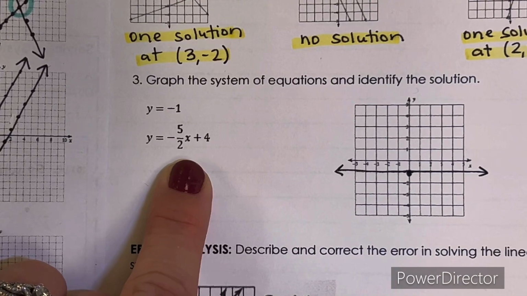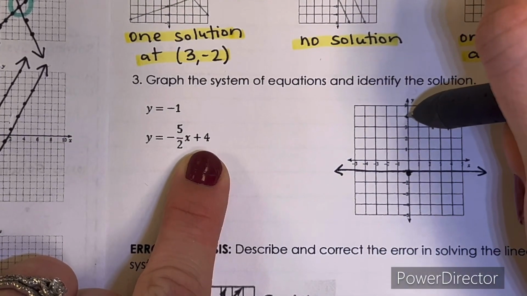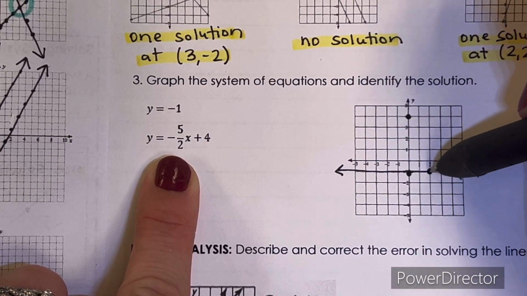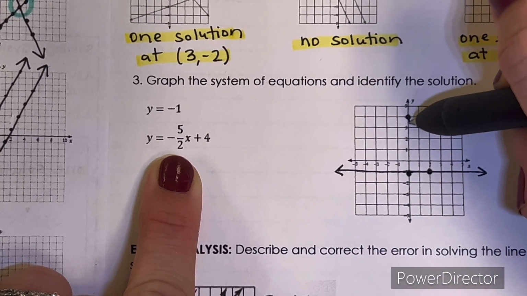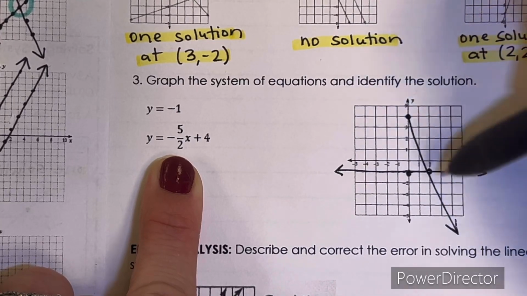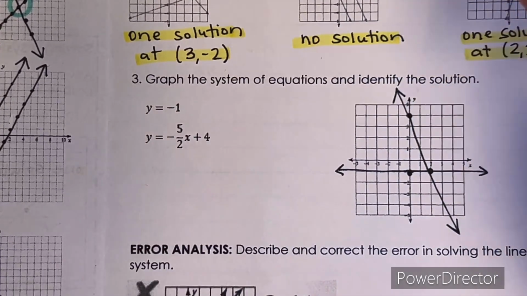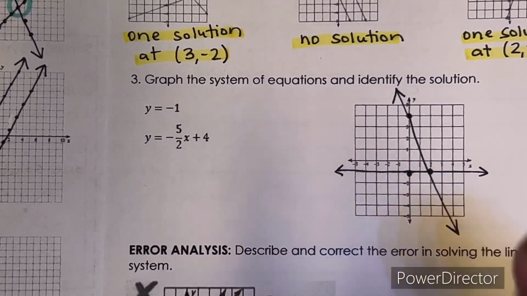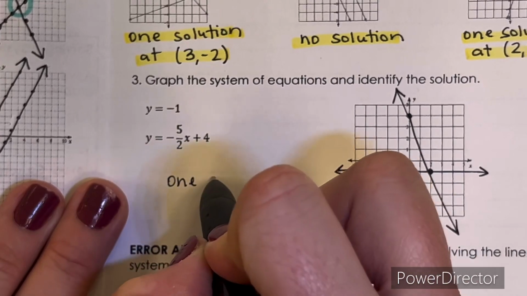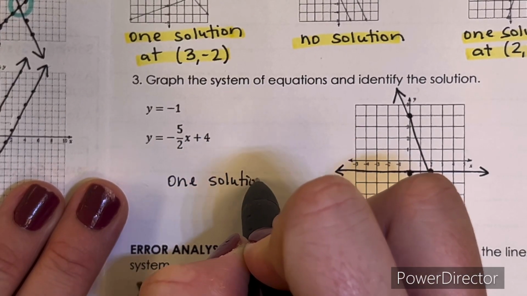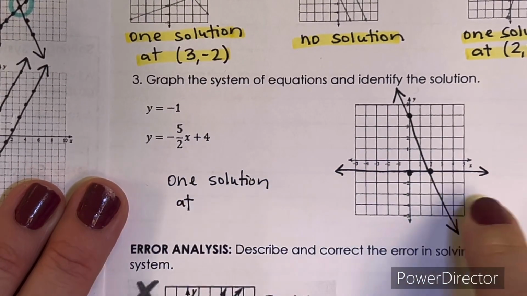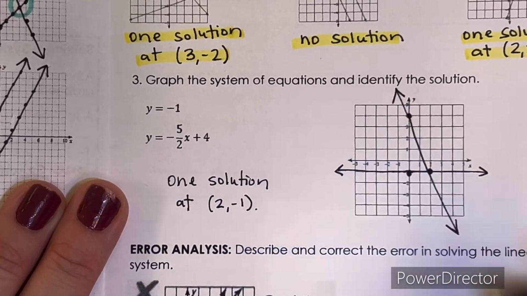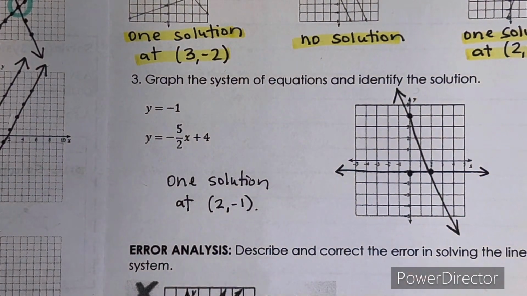Second one, we're going to start with that y-intercept of 4. And then you're just counting. Down 5, right 2. Down 5, right 2. Here, I missed just a little bit, but again, focus on the dots. This is why it's important to have the dots, because my line just barely missed, but it's at that point right there. So we have one solution here at, we're looking at 2, -1. And that's our solution.